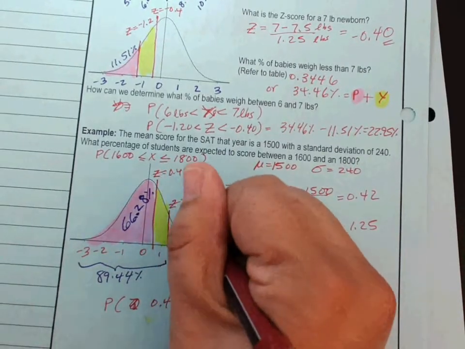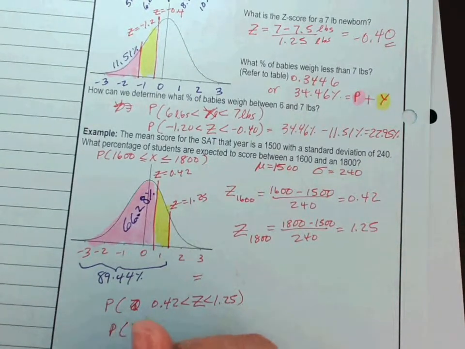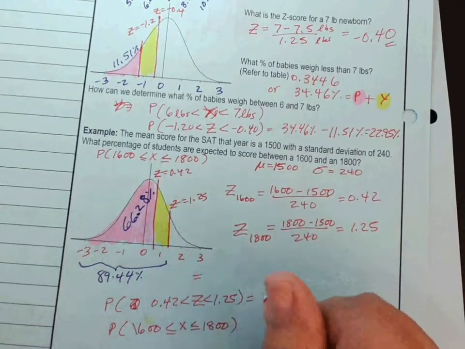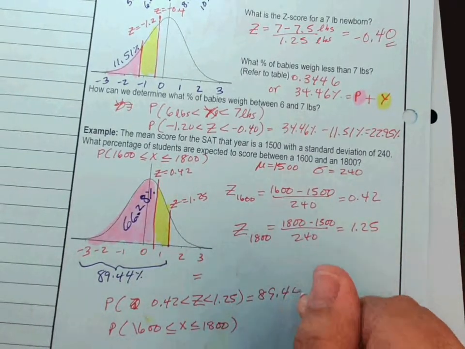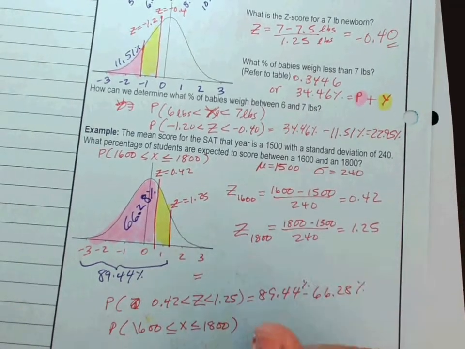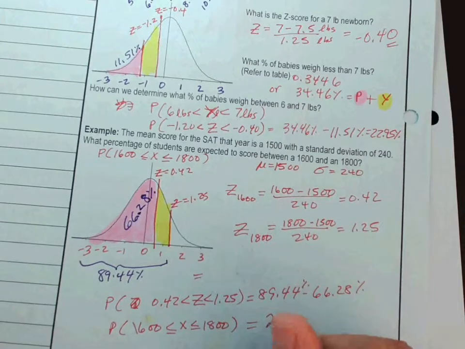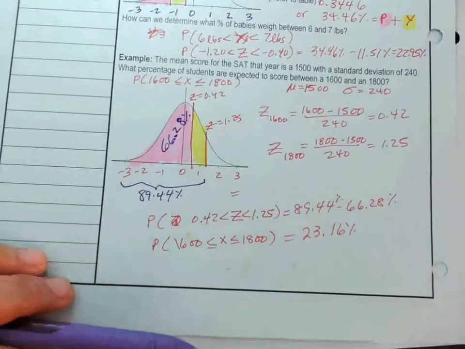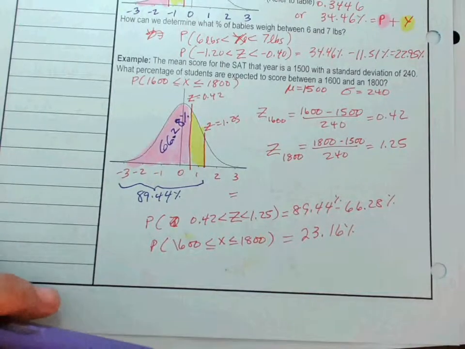So for the yellow area, the probability that the z-score is between 0.42 and 1.25, which is saying that the x is between 1,600 and 1,800, it's basically going to be 89.44 minus 66.28%, which is going to work out to 23.16%. And next, we'll show you a shortcut.